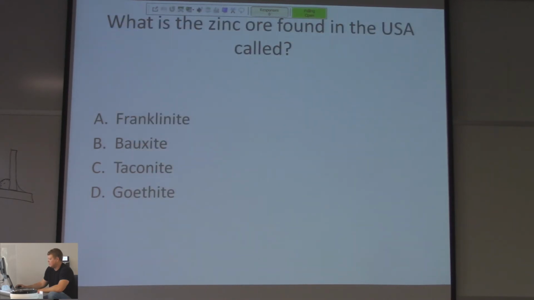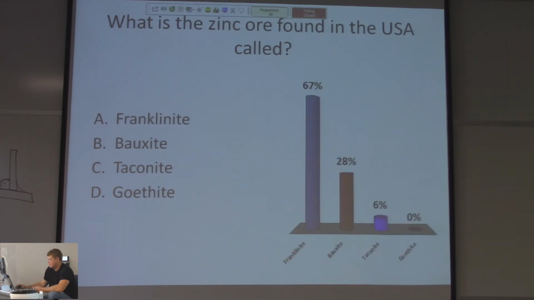What is the zinc ore found in the USA called? Franklinite, bauxite, taconite, goethite. Those are all ores. 67% of you were correct at Franklinite. That is a smiley face answer indicator.